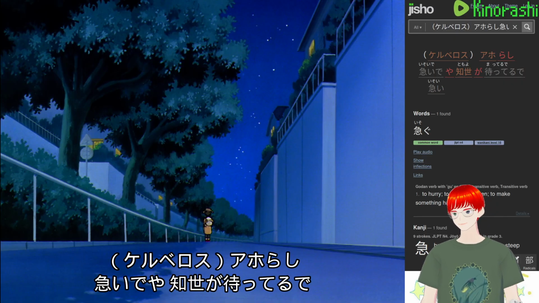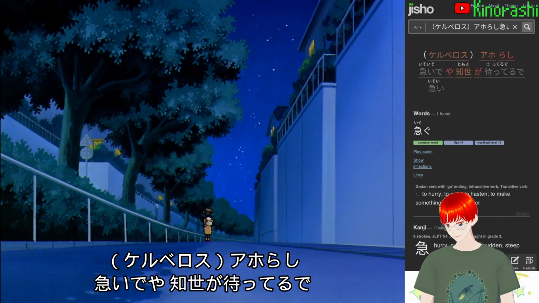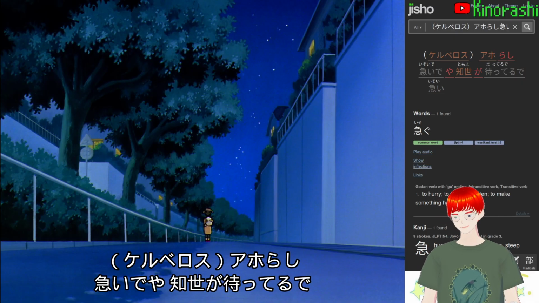It's stronger and more distinct than just isoide. In this context, ya often replaces da and yo in declarative sentences, especially in masculine or energetic speech, combined with de at the end of the next phrase. Iteru de reinforces the assertive tone. She's waiting, I'm telling you. Okay.